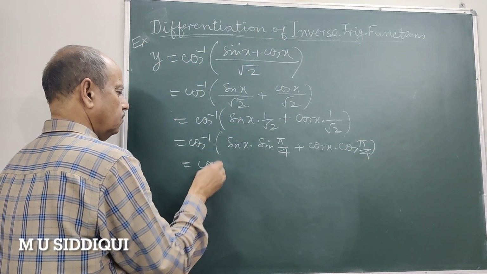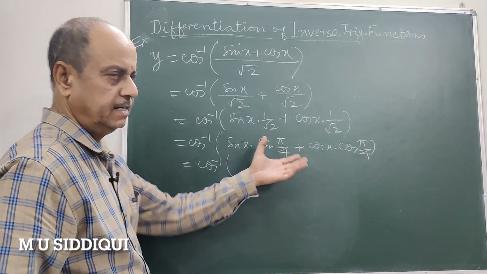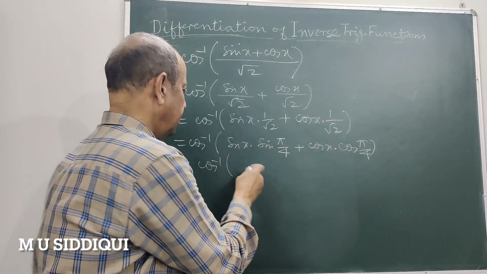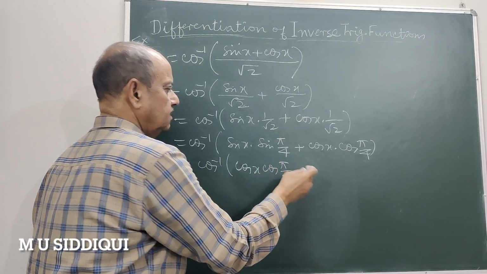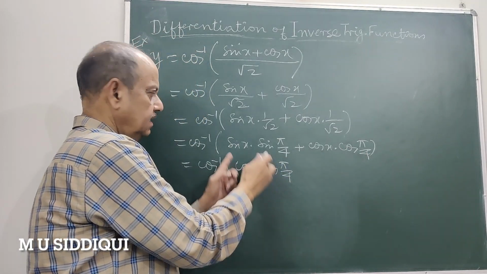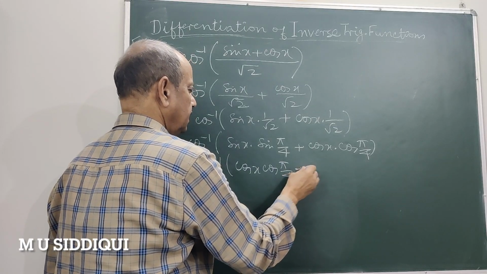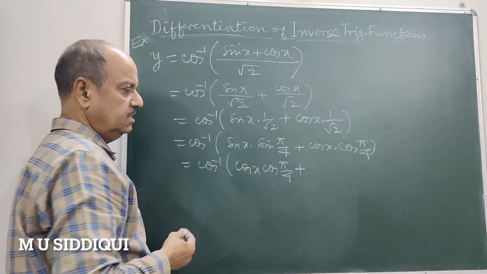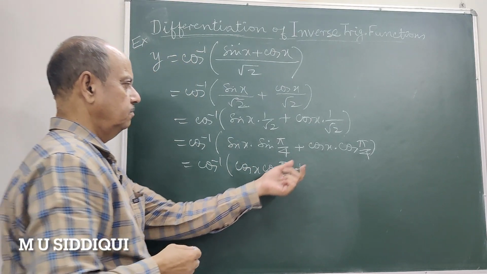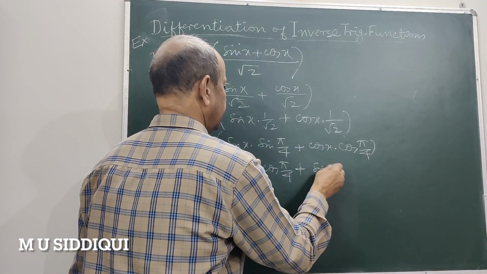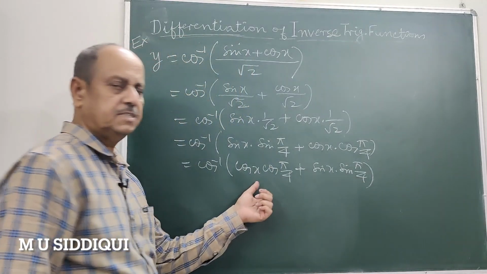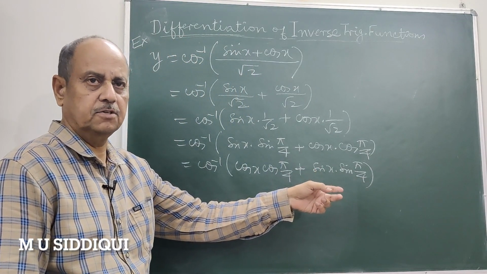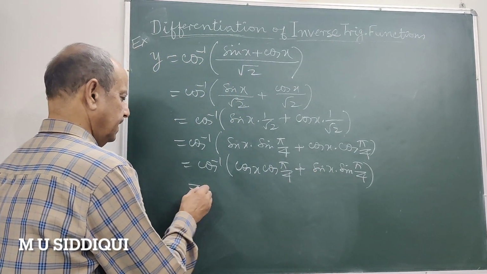So this is cos inverse, and I don't know if you can identify this, or else I write in the standard form. It was cos x cos pi by 4. What I am doing? Simply writing this first, and then I write this one. You can easily identify that pattern. Cos x cos pi by 4. This is sin x, then sin pi by 4. Cos a cos b plus sin a sin b. Cos of a minus b form.